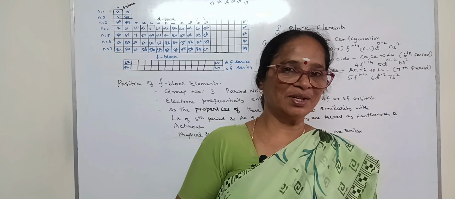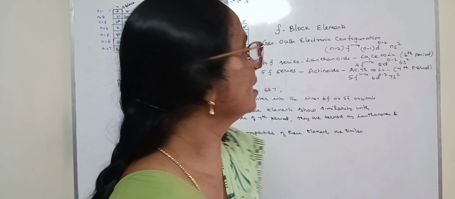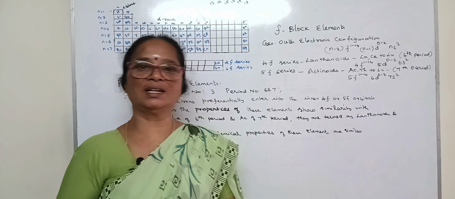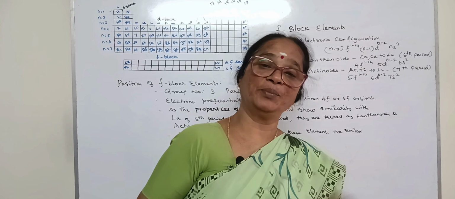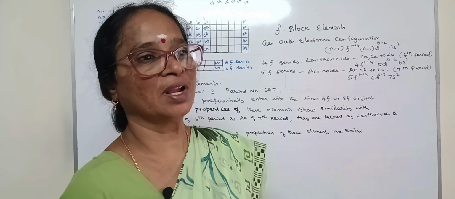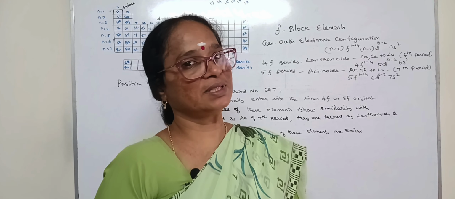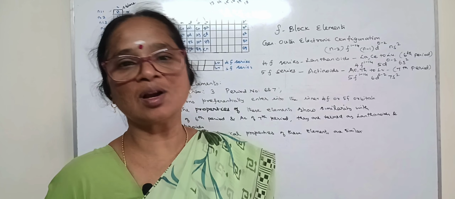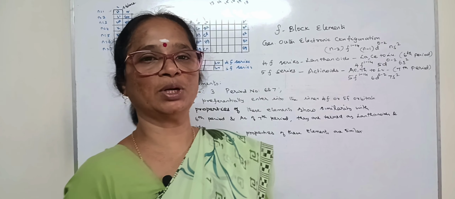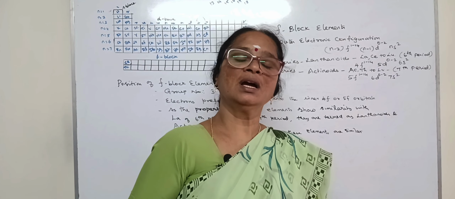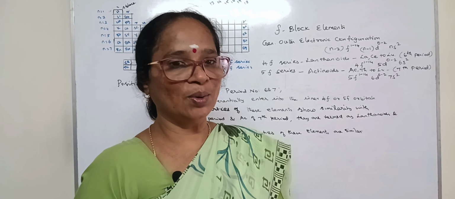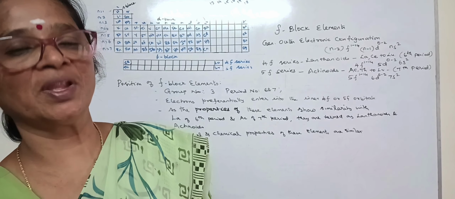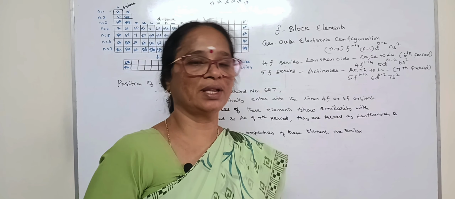Let us start our today's session, the chapter D and F block elements. Already we have completed D block elements in our previous sessions. We completed the general characteristics of D block elements and some important compounds of D block elements like potassium permanganate and potassium dichromate also. Now let us start the lanthanides and actinides. They belong to F block elements.